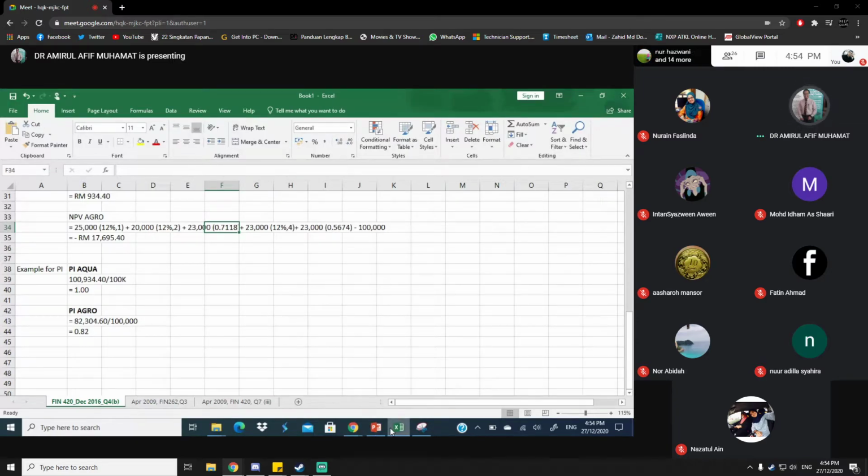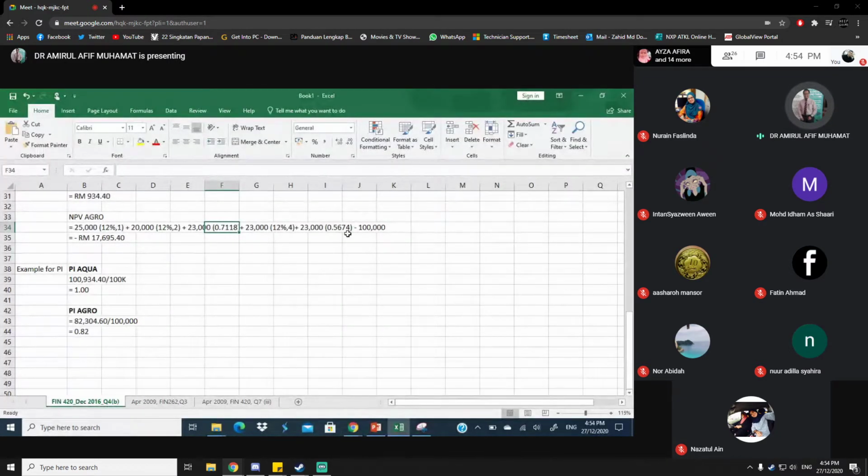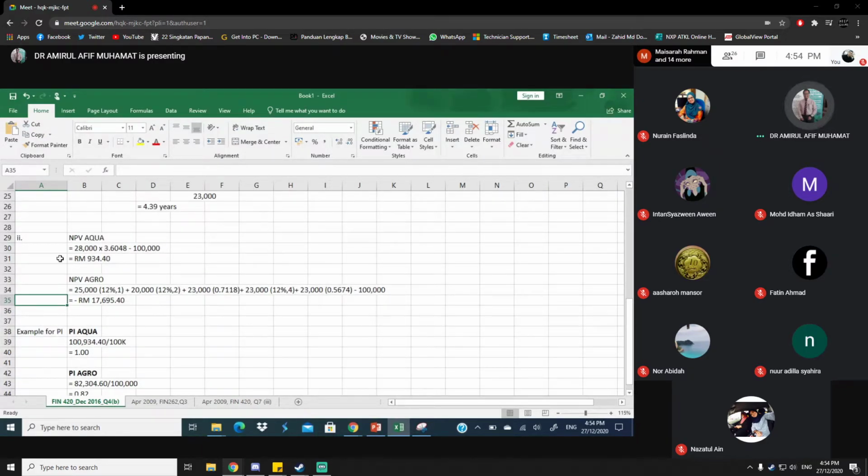plus 23,000, 12% fifth year. So 12% fifth year, 0.5674. So you add up, find the total minus 100,000, and you get negative. For this project, you get negative 17,965 ringgit 50 cent. So this is negative, a loss. So for NPV, choose project Aqua because it gives you profit 934.40.